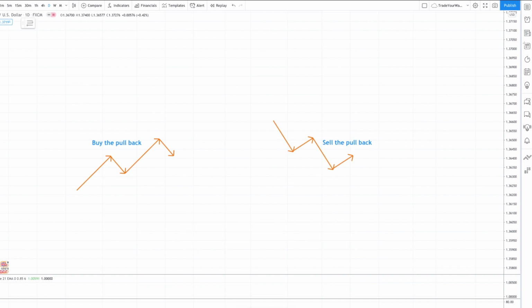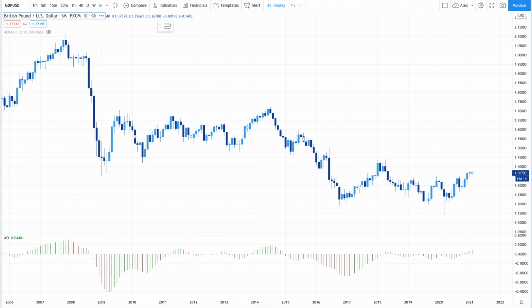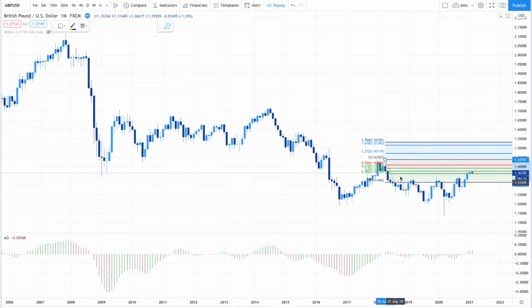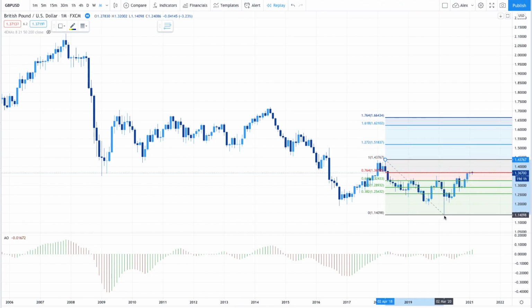Now let's put it into context. Let's apply it to the market. So let's have a look at this in a little bit more detail. Let's have a look at the pound dollar. So I've got this on a monthly. So the first thing I do is plot my fibs on the high time frames. So the last swing high is up here around 143, back before the referendum for Brexit, before Brexit took place.